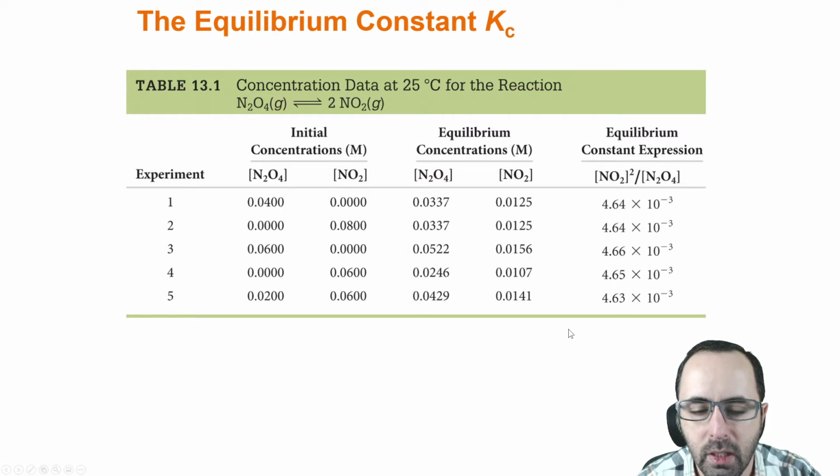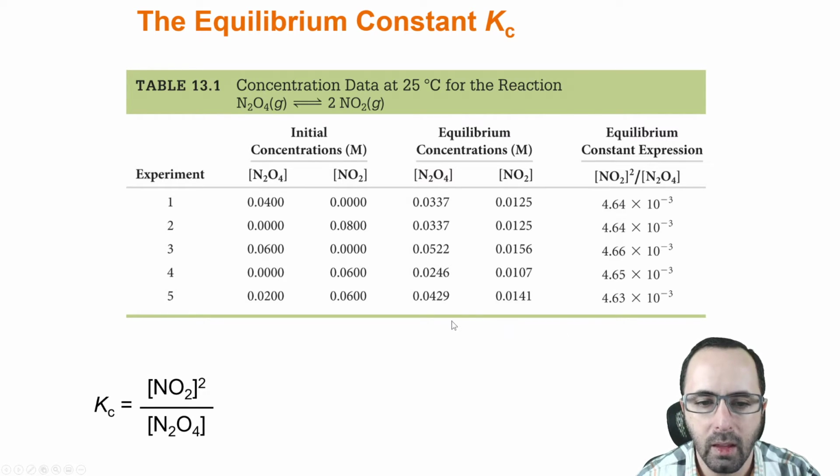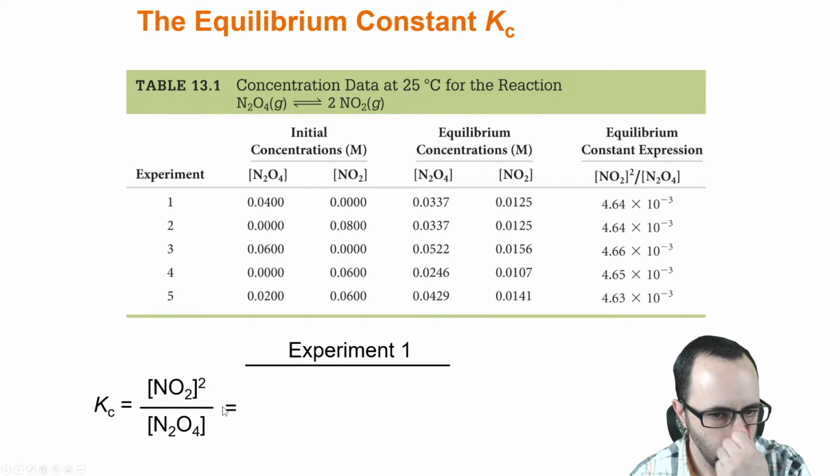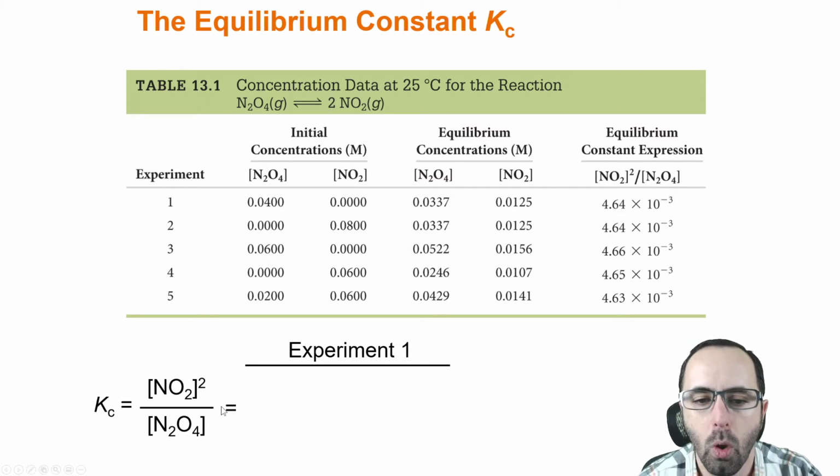So let's actually go ahead and calculate this to verify. We do know that the equilibrium constant expression is the product NO2 on the top, and we square that because of the 2 in the balanced equation, and the bottom N2O4. And so let's plug in the values from experiment 1 and calculate what the equilibrium constant would be.